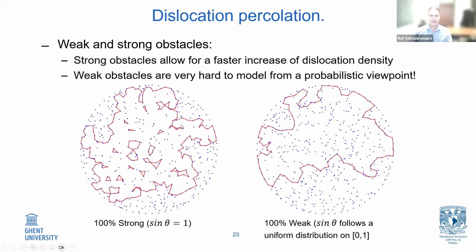Weak obstacles, you can see it here. They are efficient in storing dislocations. At the right-hand side, I use the sine theta, so an obstacle strength distribution which is uniform between 0 and 1, and you see that there are much less islands within the loop. There are still stable junctions, and there are junctions that are too short or have the wrong angle to let the dislocation unzip.